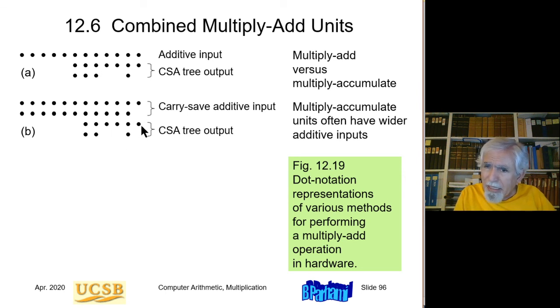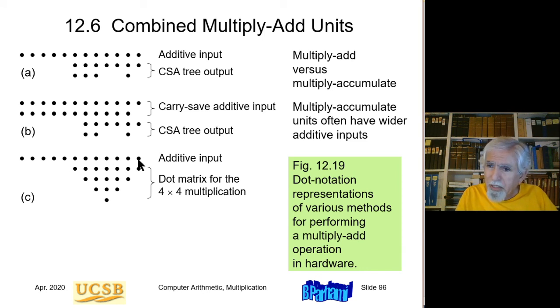So I can keep adding various terms to this running total without doing any carry propagate addition, except in the very last step when I'm done with all the multiplies and accumulations, and then I convert this carry save number into an ordinary binary number. So I have just one carry propagate addition at the very end of the process. I can do hundreds of multiplications and accumulations, and only one carry propagate addition at the very end.